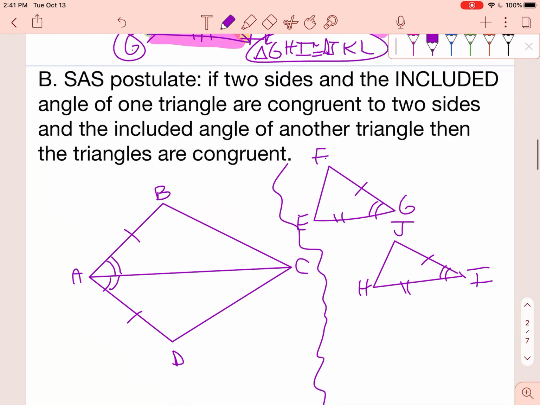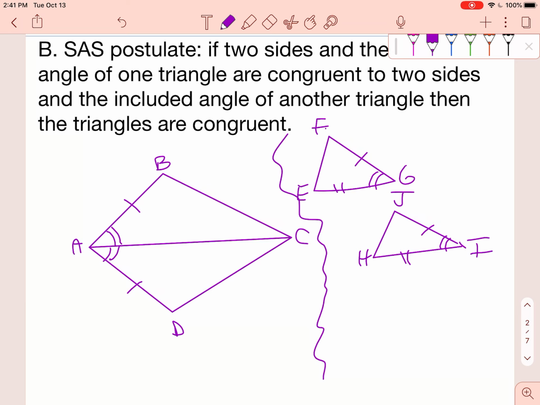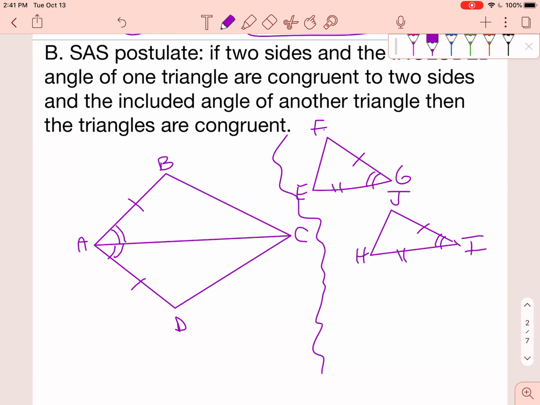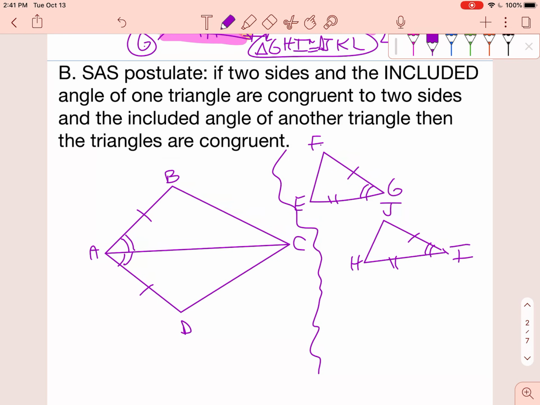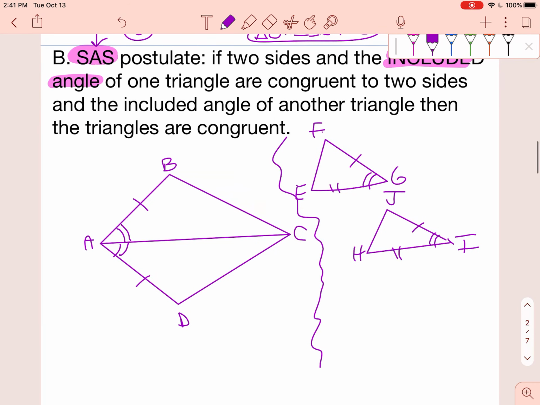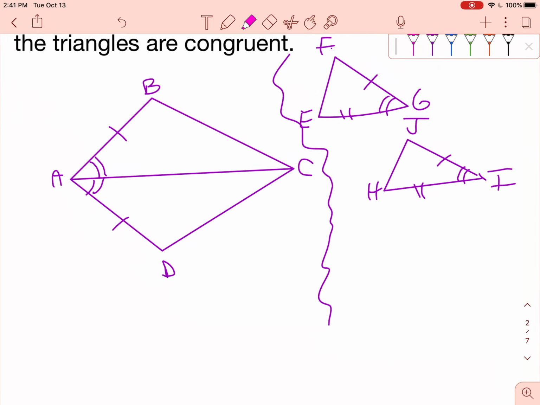Okay, the next is called the side angle side postulate. If 2 sides of one triangle and the included angle, look at that. Do you see how the A is in the middle? Okay, I didn't do that on accident. The angle has to be in the middle or included in the 2 sides in order for this to work. Okay, it's like an Oreo. And we call this the side angle side postulate, and you guys are allowed to use SAS.